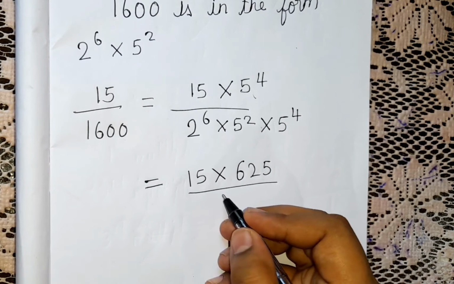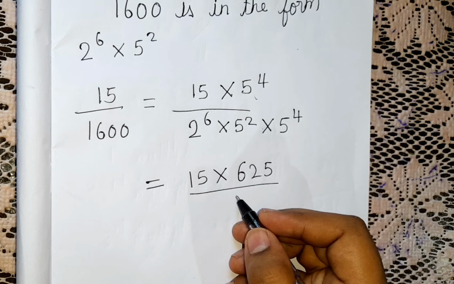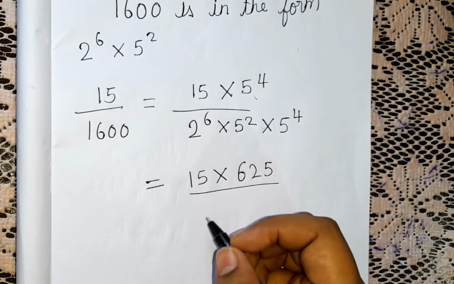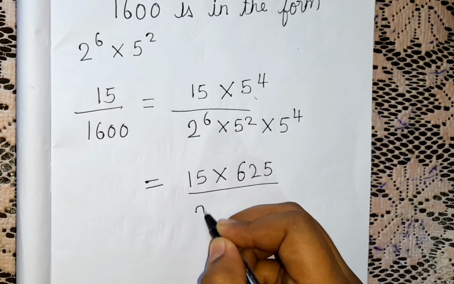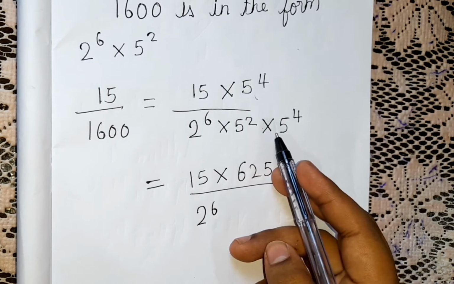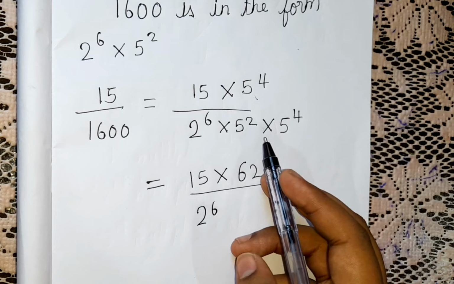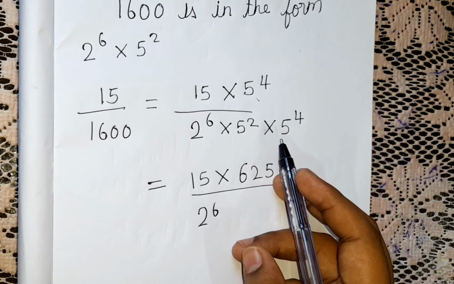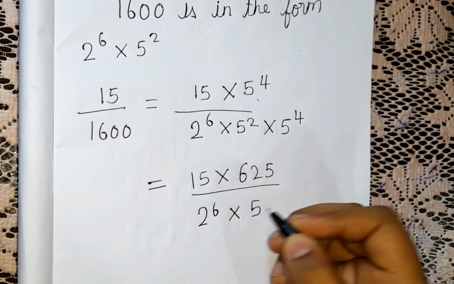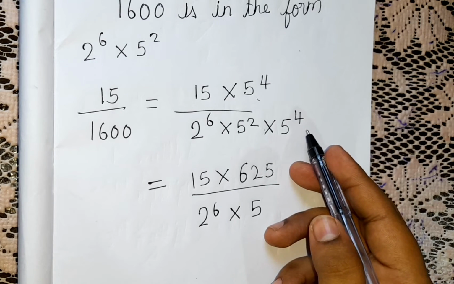So now it is 15 into 625. Here you can see, we shall write this 2 as it is, 2 power 6, and instead of taking 2 5, we shall take 1 5. Why? Because both are similar numbers, right? So we shall write into 5.